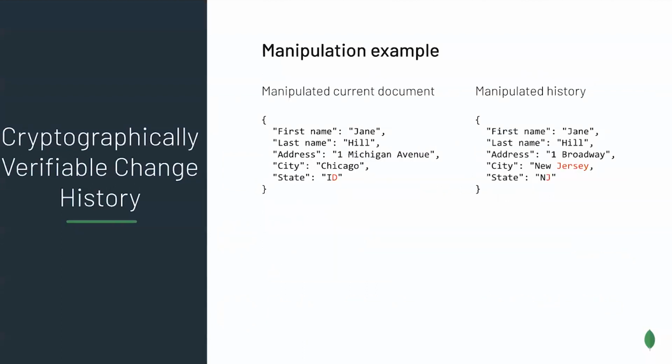So what does manipulation look like? In this example, the most recent version of a document and its history has been manipulated, as shown by the red color.